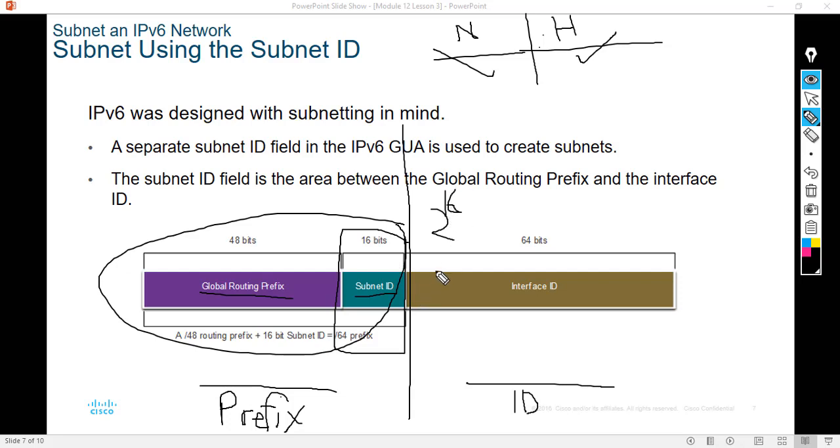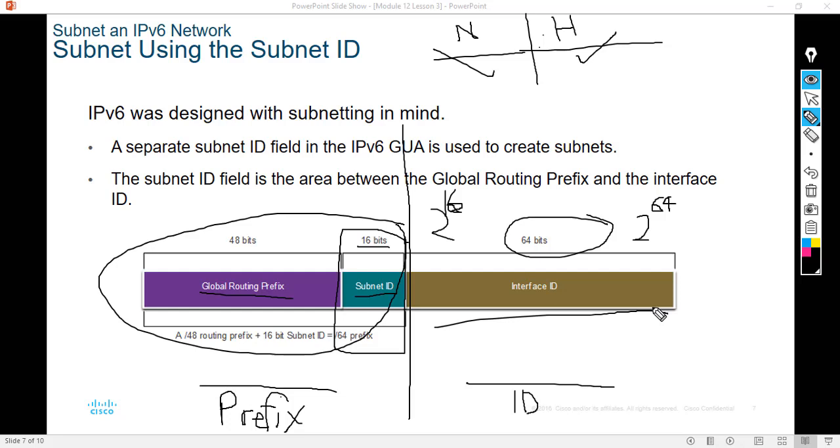Now the 64-bit interface ID is this one. Since the 16-bit subnet ID is our network portion, to find the number of networks, 2 raised to the power 16, we end up with 65,536 subnets. Now to find the number of hosts, 2 raised to the power 64, because you have a total of 64 bits on this part. That will give you the number of hosts, just like what we normally did with IPv4.